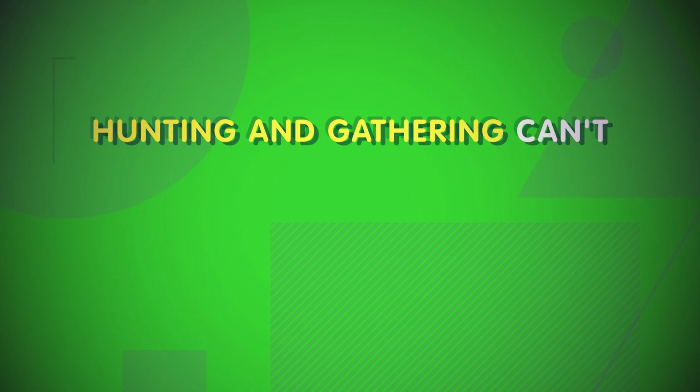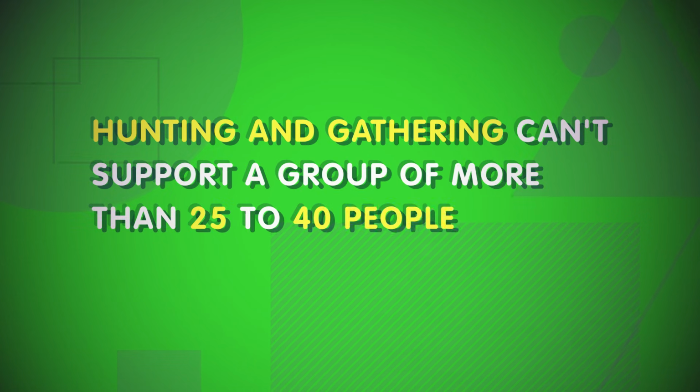People in hunting and gathering societies spend almost all their time trying to make sure they have enough food, and they're nomadic, following migrating animals and wild harvests, so they don't build permanent settlements. So by their very nature, these societies tend to be small. Hunting and gathering can't support a group of more than 25 to 40 people effectively. And in order for hunting and gathering to support even that, everyone has to work to find food, and everyone has to share their resources in order to ensure the survival of the group. This means that these societies have very low inequality.